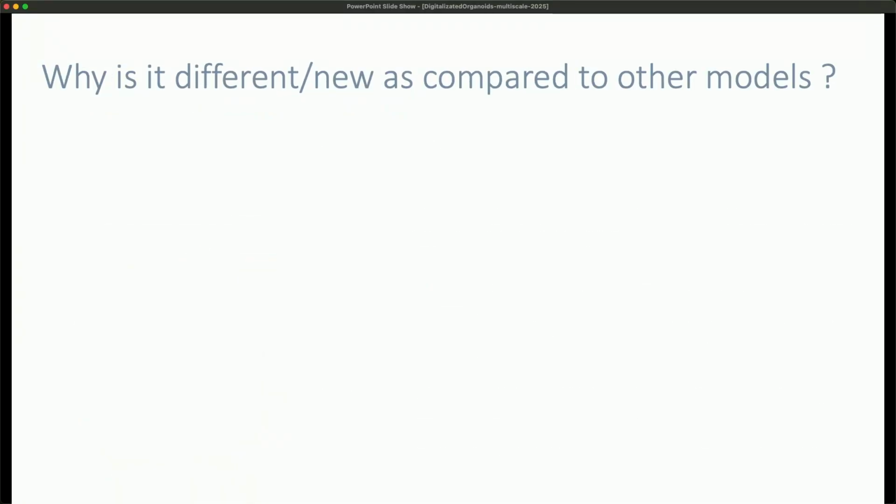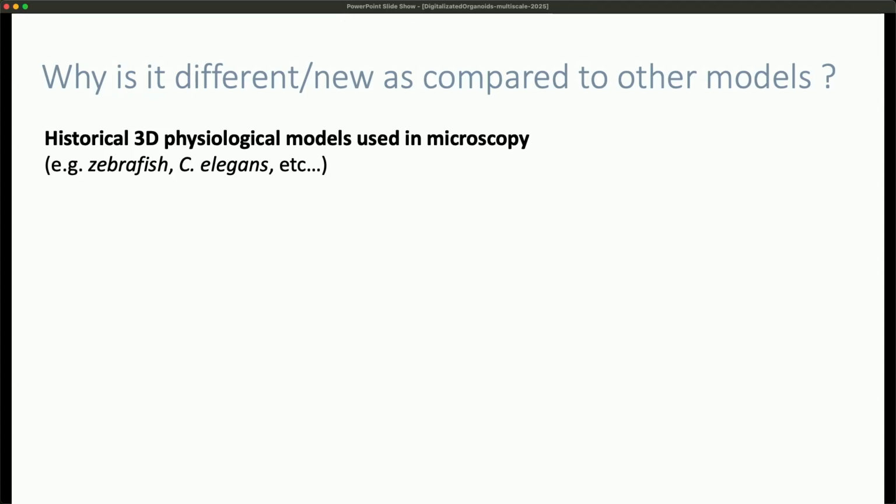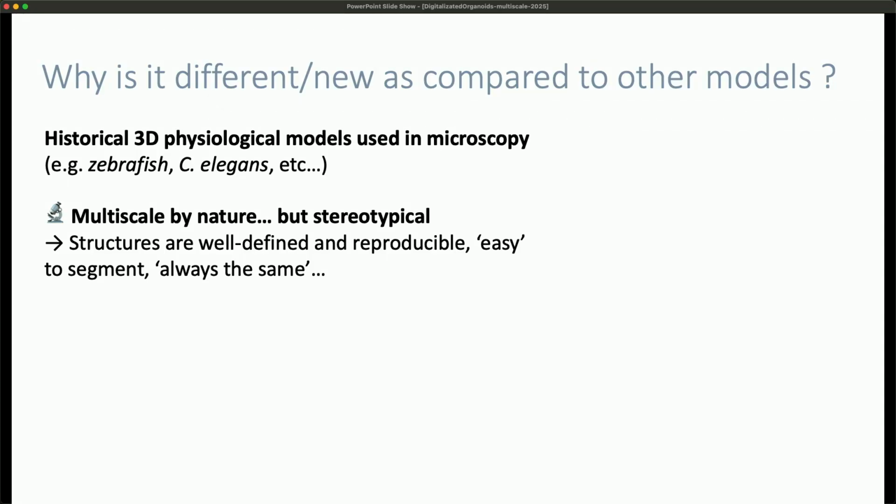And why is it different or new, or more complicated as compared to other models? Actually, I made a comparison with my colleague, Merlin, who will present something on the zebrafish. So let's call that the historical 3D physiological models used in microscopy. So they are multiscale already, but they are stereotypical, meaning that at the multicellular level, it's very easy, Merlin, to segment, and it's more or less always the same structure that you are going to produce.